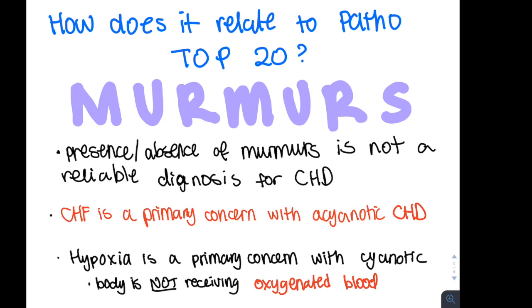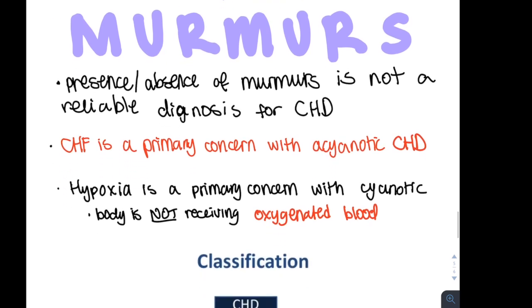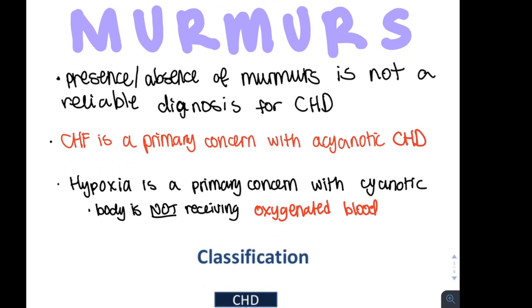CHF, congestive heart failure, like we talked about, is the primary concern of acyanotic congenital heart disease, because the heart is working overtime just recycling that oxygenated blood in an inefficient system. Whereas hypoxia is the main concern with cyanotic congenital heart disease, because the body's not receiving oxygenated blood. It's receiving unoxygenated blood because it's not going through the lungs.